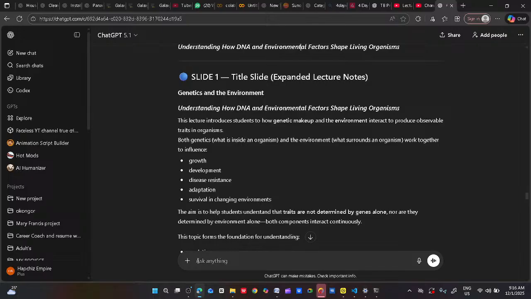And don't forget that I said whenever they say genetics, gene, that is the study of heredity. So, the father of genetics is nobody but Gregor Mendel. That's the reason why the first thing you should know is what are those things that are inside genetics and what are those things that are inside the environment. So when two of them interact together, it is going to influence the growth, the development, disease resistance, as well as adaptation and survival in changing environment.